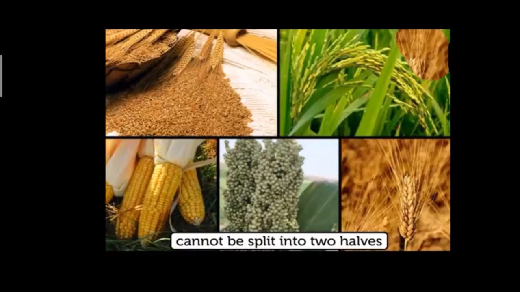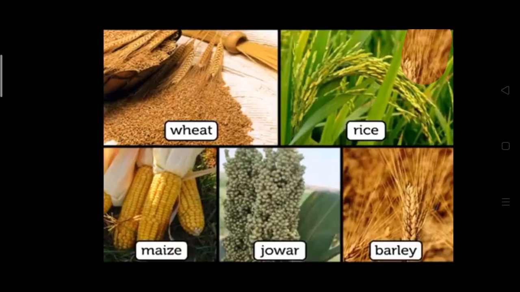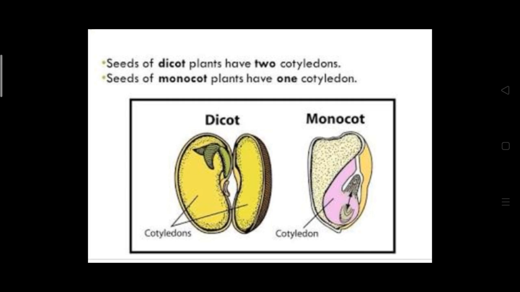Some seeds cannot be split into two halves. That means it contains only one cotyledon. For example, wheat, rice, maize, jowar, barley, and much more contain only one cotyledon. There are two types of plants, dicot and monocot plants. Seeds of dicot plants have two cotyledons and seeds of monocot plants have one cotyledon.